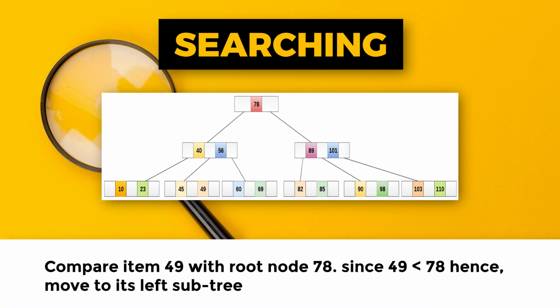First, you fix your pointer at the root node and compare your searching item with the root node. Here the root node item is 78. Now compare the searching item, 49, with the root data, which is 78. So 49 is less than 78, hence the item may be available in the left subtree. So we shift our pointer and move to its left subtree.